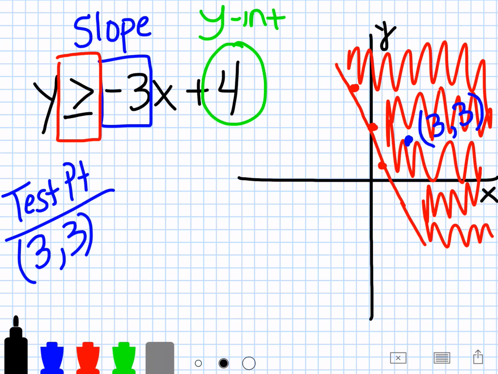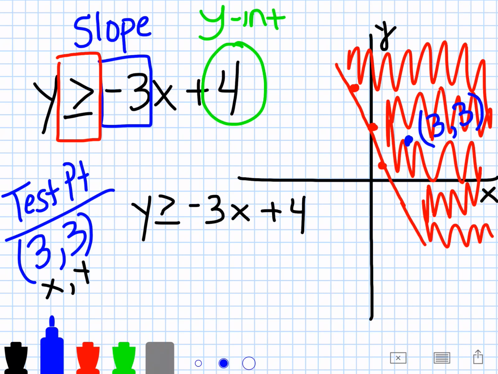Now what that means is I'm going to take my original inequality, y is greater than or equal to negative 3x plus 4. And I have a test point of a positive 3 for my x and a positive 3 for my y. So wherever I see a y, I'm going to substitute my positive 3 test point. And wherever I see an x, I'm going to substitute my positive 3 for my x test point. So instead of writing y, I'm going to write positive 3 is greater than or equal to negative 3 times, instead of writing x, I'm going to substitute my test point, which is a positive 3, plus 4.